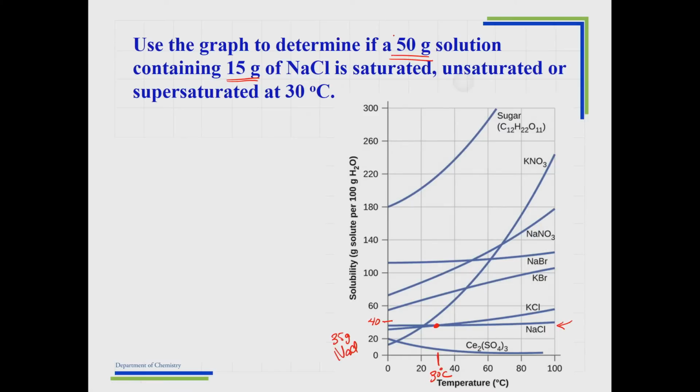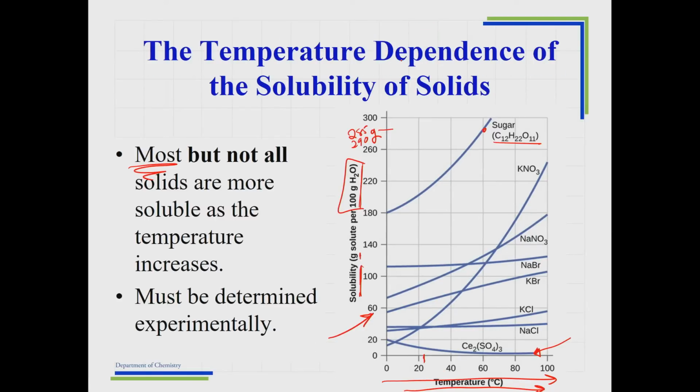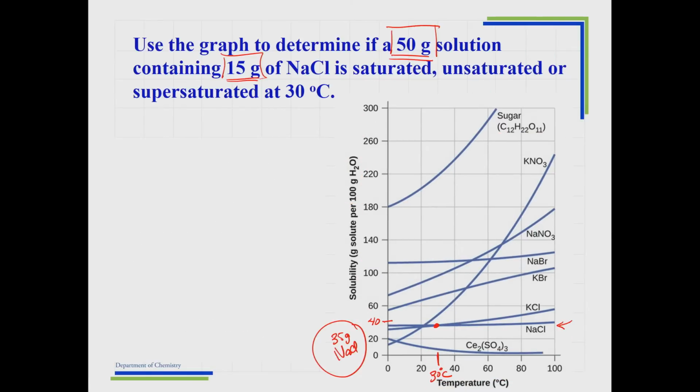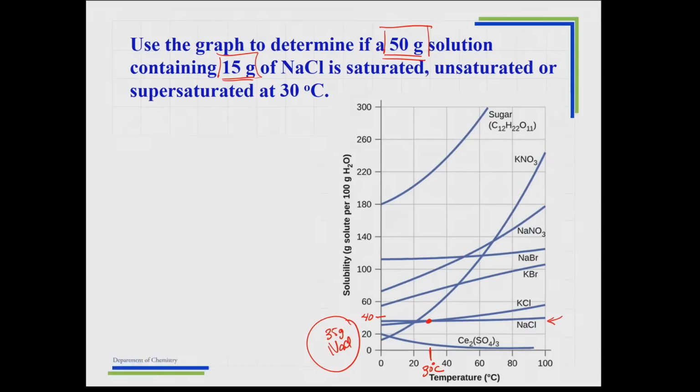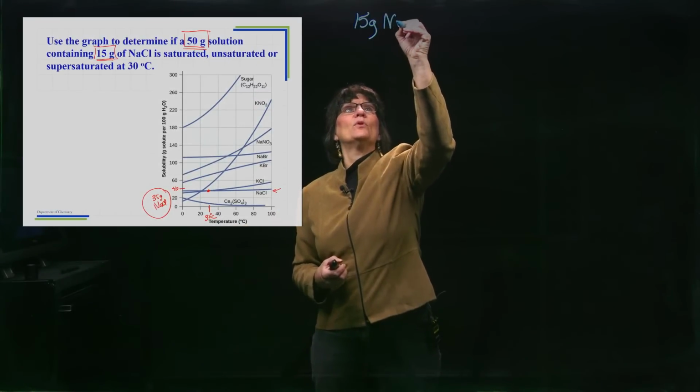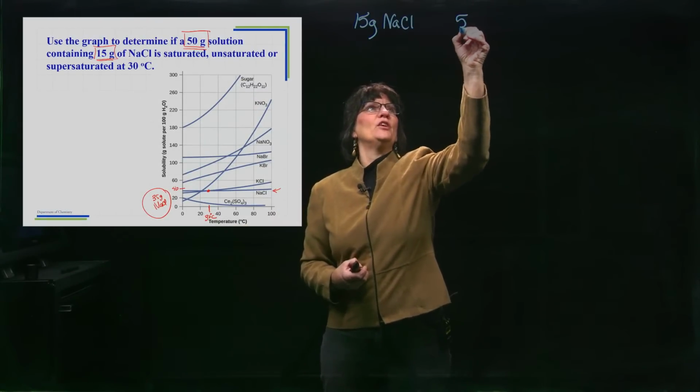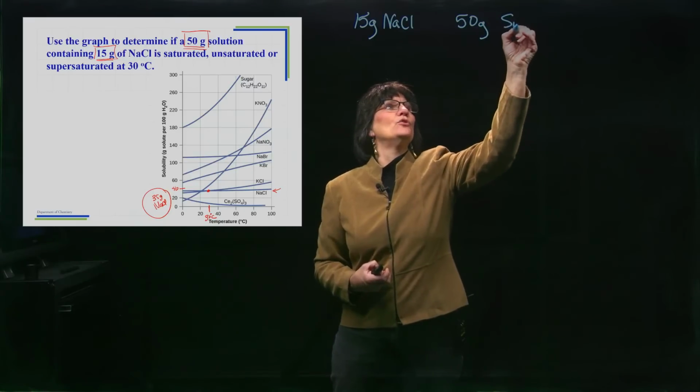All right, so this number is 50 grams of solution, and this is 15 grams of sodium chloride. If you just looked at 15 grams, you might say, oh, well, definitely that's unsaturated because this is 35. But it's a completely different comparison. Okay, it's a completely different comparison. So let's move to the light board, and let's talk about the comparison that we're seeing here. We've got ourselves 15 grams of sodium chloride in 50 grams of solution.